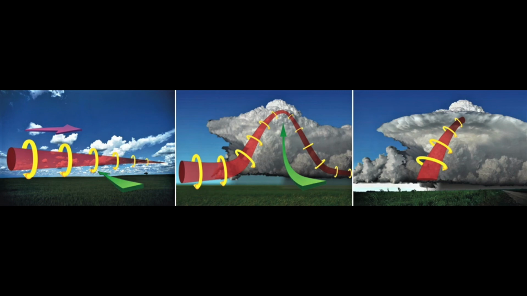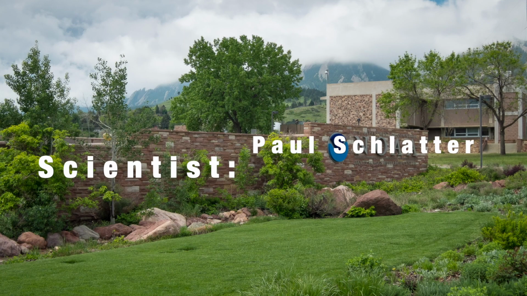There's some pre-existing spin that the storm has access to, whether it's from wind shear or those differing temperature, those differing air masses. And then the storm vertically stretches it into a tornado.